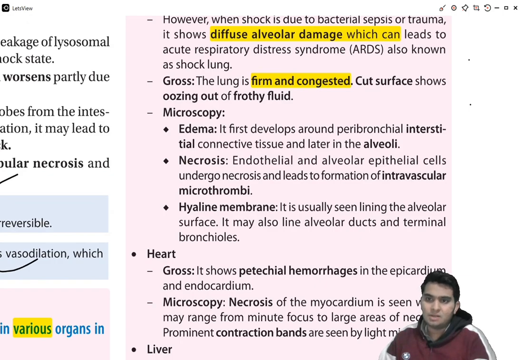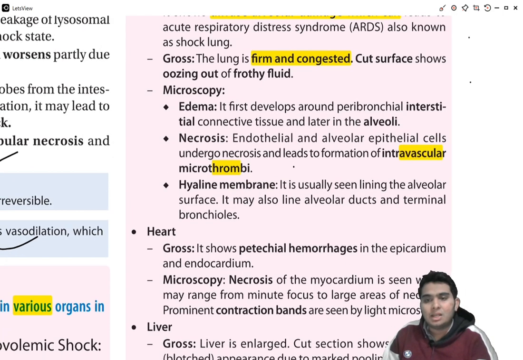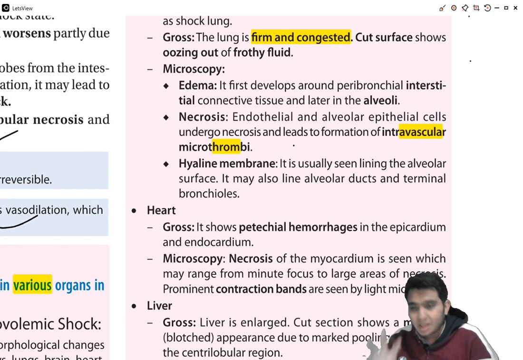Endothelial and alveolar epithelial cells undergo necrosis, which leads to the formation of intravascular microthrombi. And a hyaline membrane is usually seen lining the alveolar surface. It may also line alveolar ducts and terminal bronchioles. These terms you have to memorize.